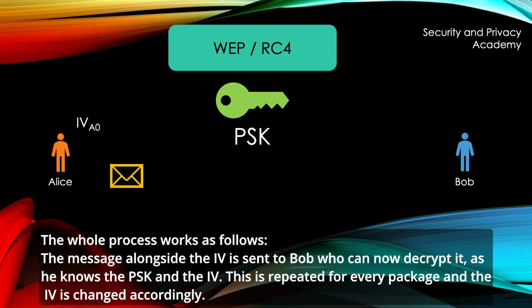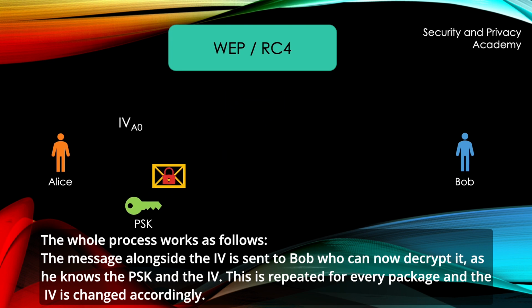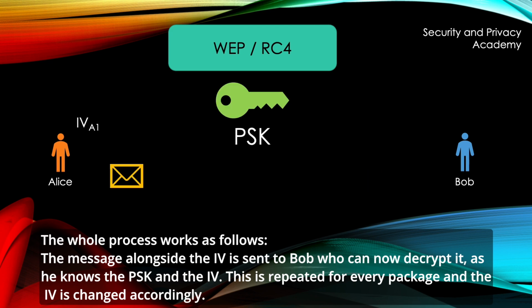The whole process works as follows. The message alongside the IV is sent to Bob, who can now decrypt it as he knows the PSK and the IV. This is repeated for every packet and the IV is changed accordingly.